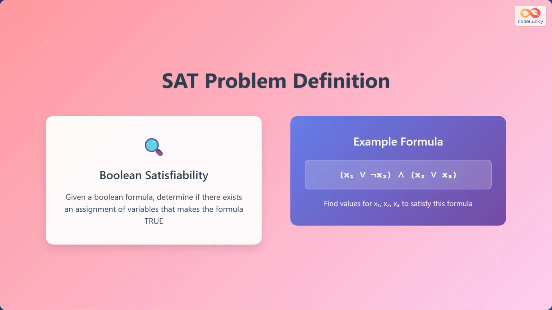Let's define the SAT problem more formally. Boolean satisfiability asks, given a Boolean formula, does there exist an assignment of variables that makes the formula true? For example, consider the formula (x1 or not x2) and (x2 or x3). The challenge is to find values for x1, x2, and x3 that satisfy this formula.